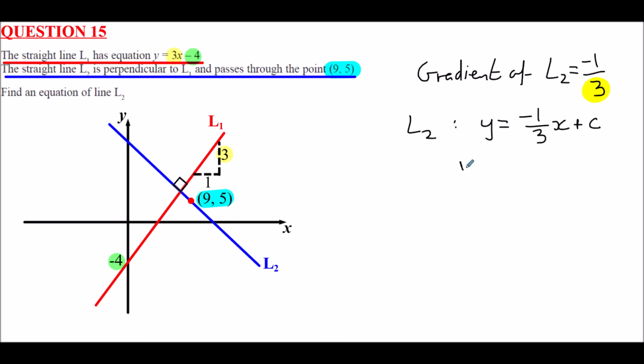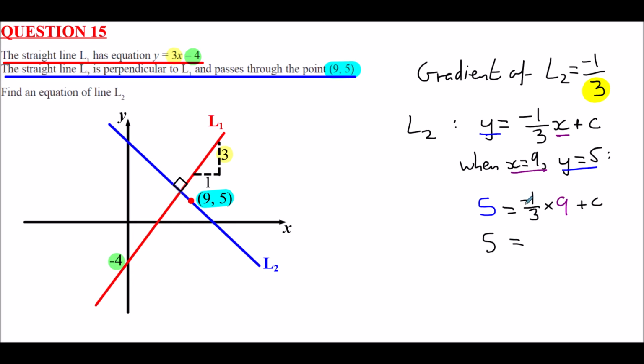So when x is 9, y is 5. So we sub these points in. So when y is 5, that gives us 5 equals minus 1/3 of what x is. And so if x is 9, that means minus 1/3 times 9 plus c.